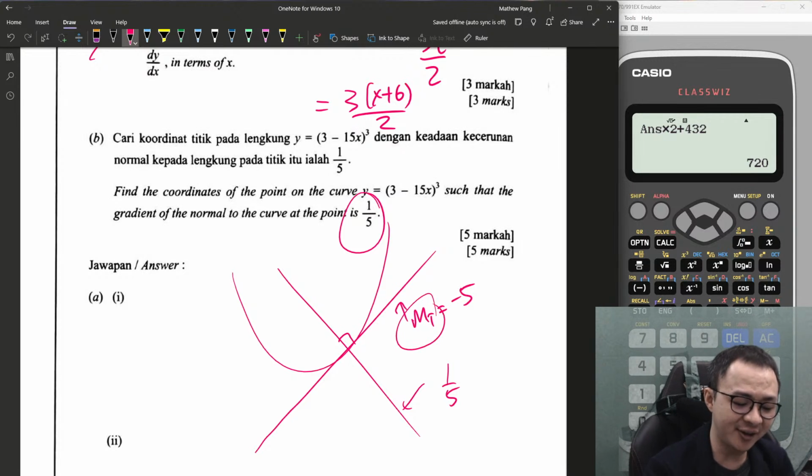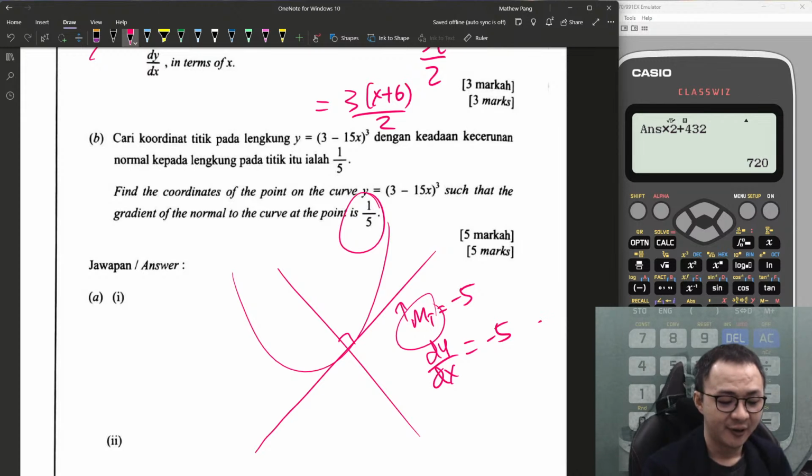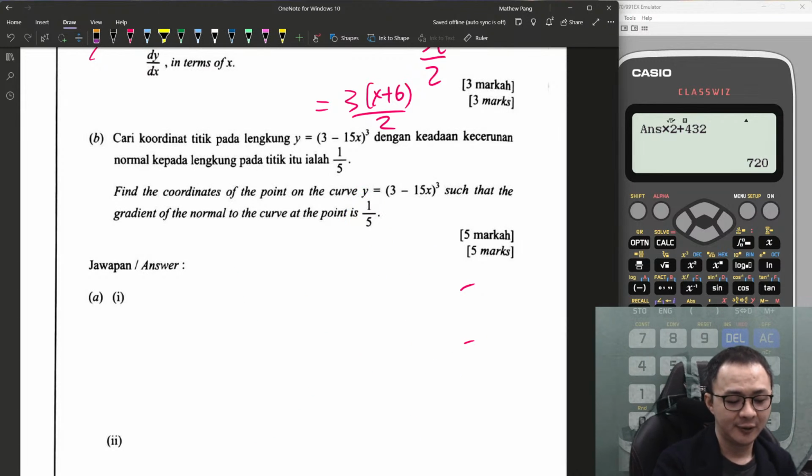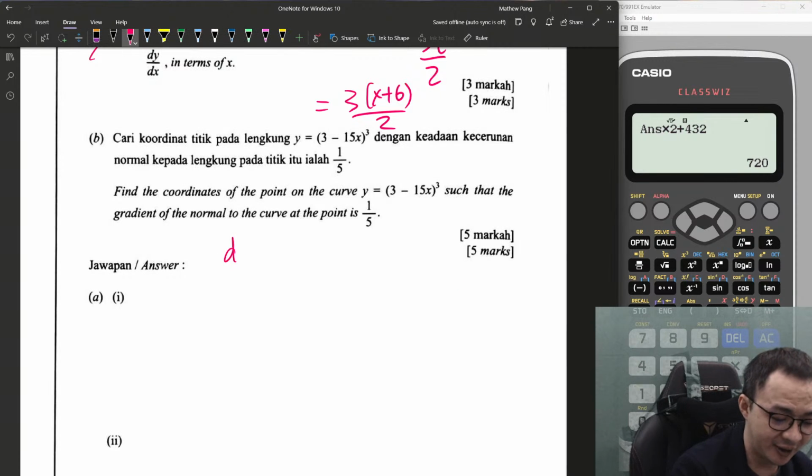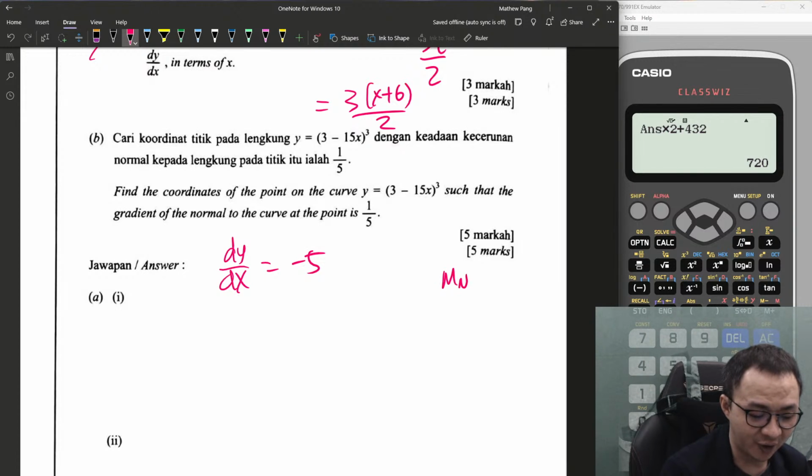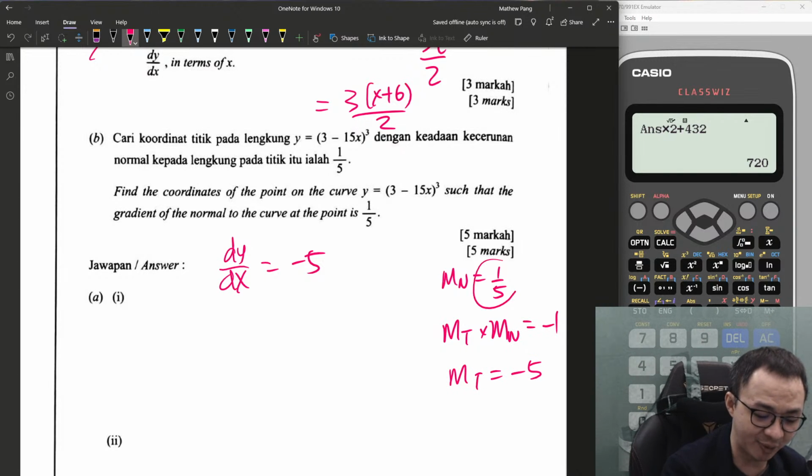And gradient of tangent at the same time is dy dx, isn't it? So dy dx will equal negative 5. Okay, you should understand this one, then you can solve this question easily. Because gradient of normal is 1 over 5, then gradient of tangent multiply gradient of normal is negative 1. Then gradient of tangent is negative 5. You just substitute this one into here.